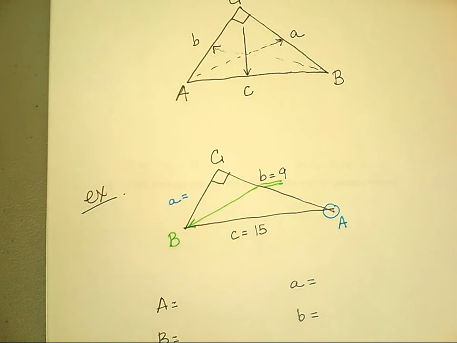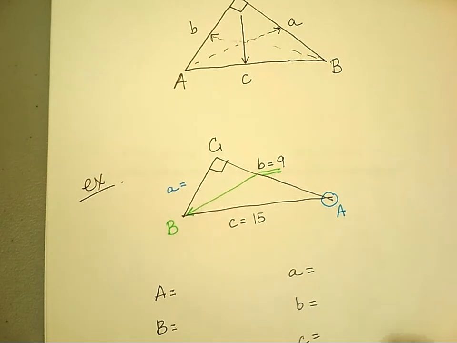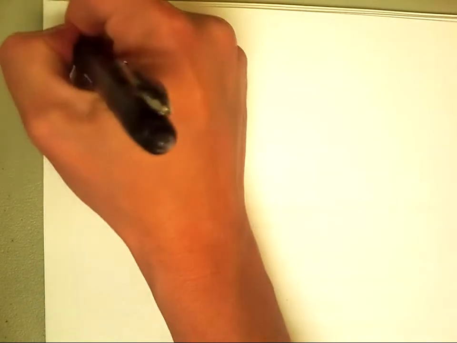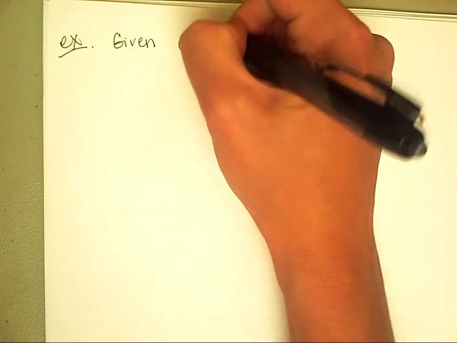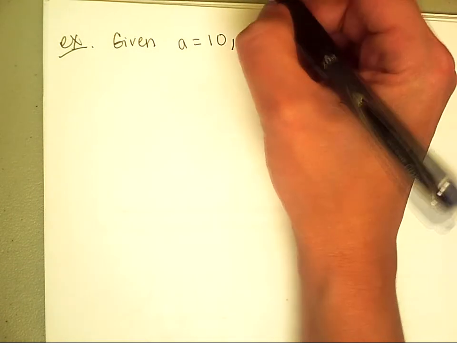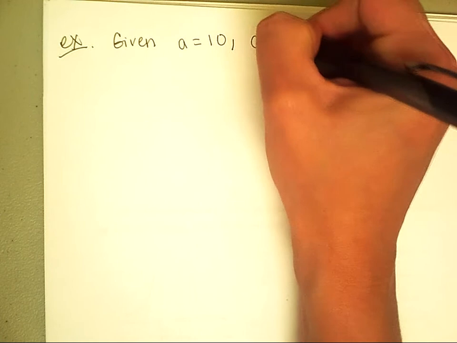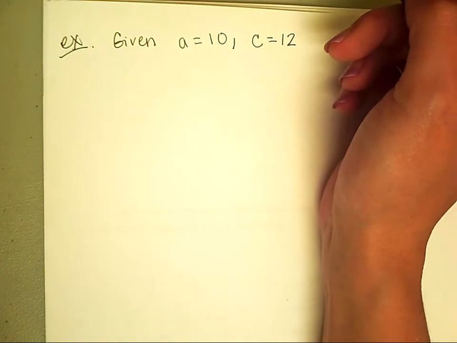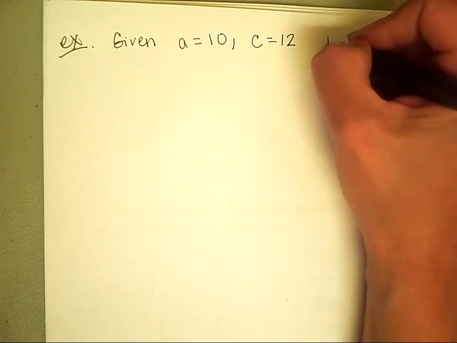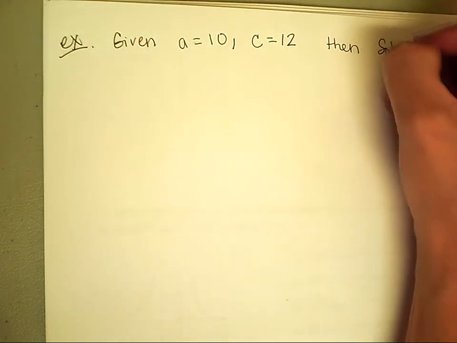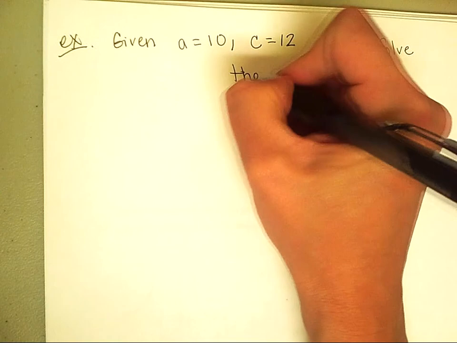Let me find an example. Here. Okay. Of how we might be working with this. Okay. Alright, so, for example, let's say you're given a equals 10 and c equals 12. Then solve the right triangle.